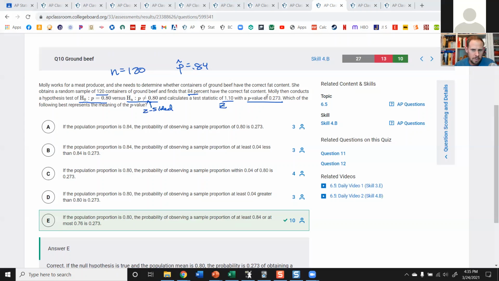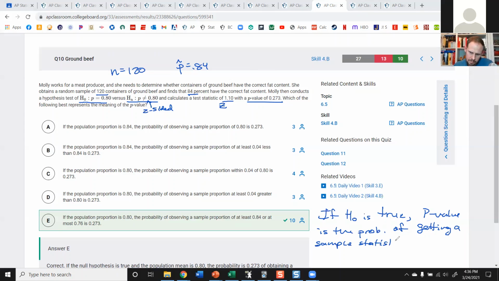All right, what the p-value means is if H0 is true, the p-value is the probability of getting a sample value or sample statistic at that value, p hat in this case, or farther away.